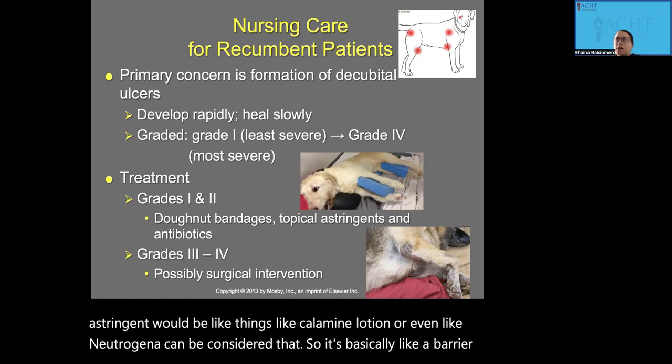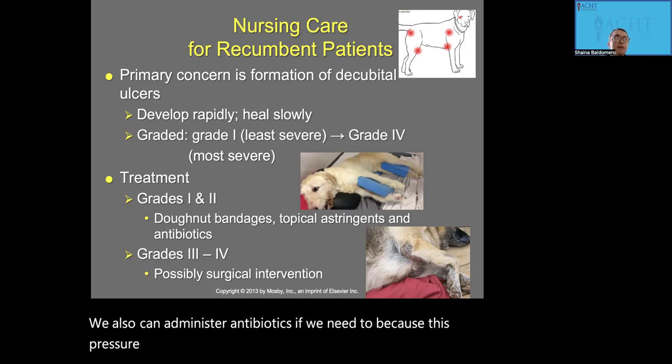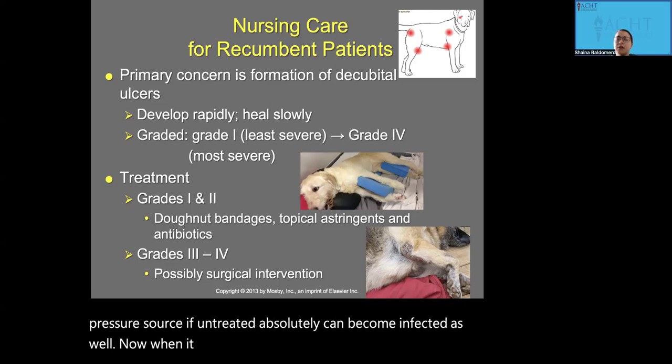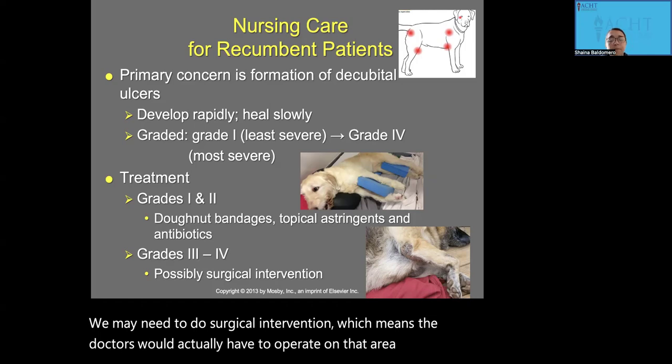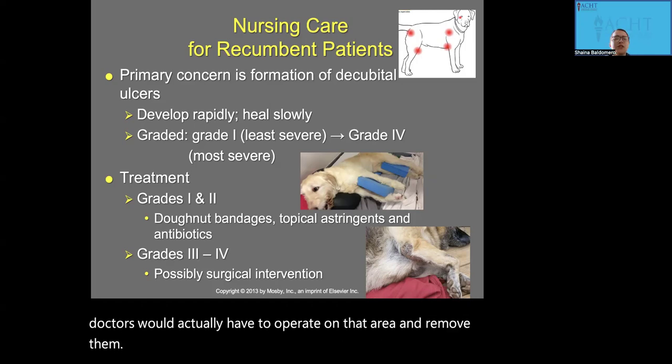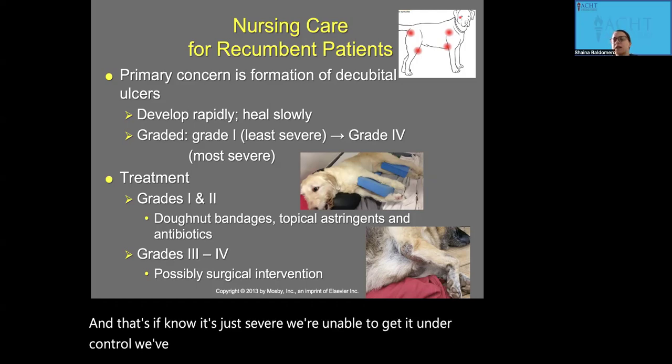We also can administer antibiotics if we need to, because these pressure sores, if untreated, absolutely can become infected as well. Now, when it gets a little bit more serious, we may need to do surgical intervention, which means the doctors would actually have to operate on that area and remove them. And that's if it's just severe, we're unable to get it under control. We've tried treatments, but it just keeps getting worse.